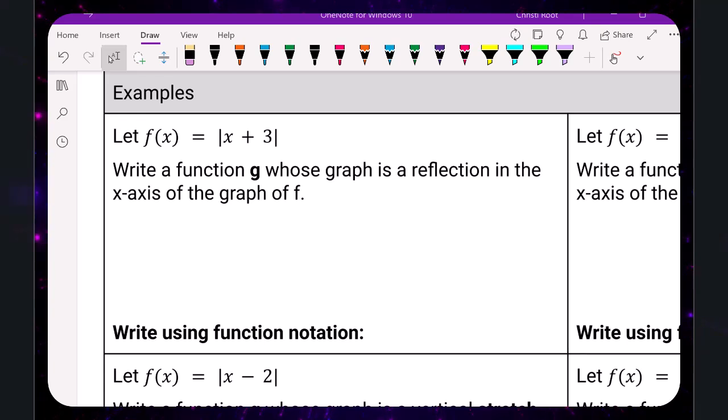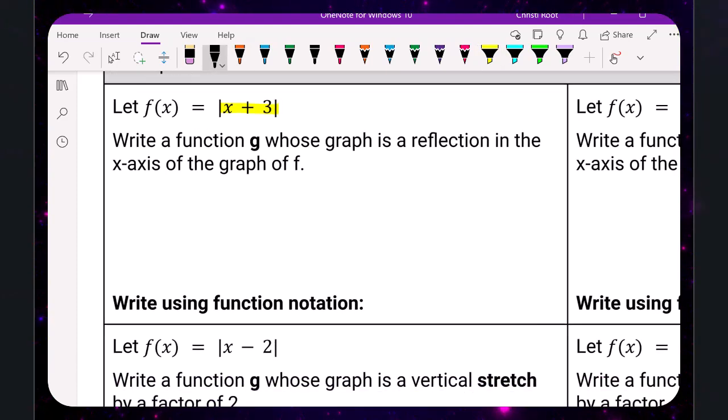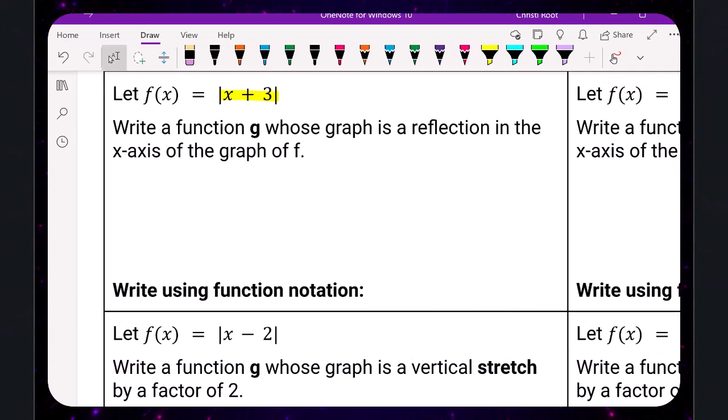So we have a function, and I'm going to go ahead and highlight it here. This function is equal to the absolute value of x plus 3. So it's not quite the parent function. It has been translated to the left, but that's what we have to start with. So they're giving you something to start with. So I'm going to immediately write down what I'm starting with. So I'm going to put f of x equals the absolute value of x plus 3.